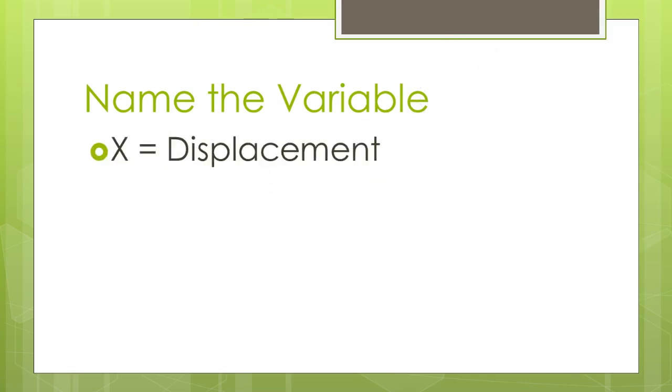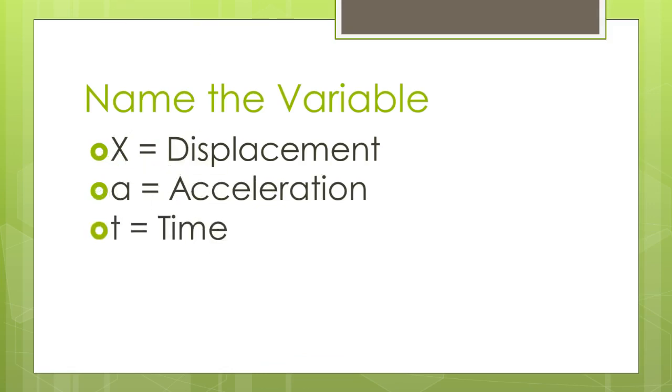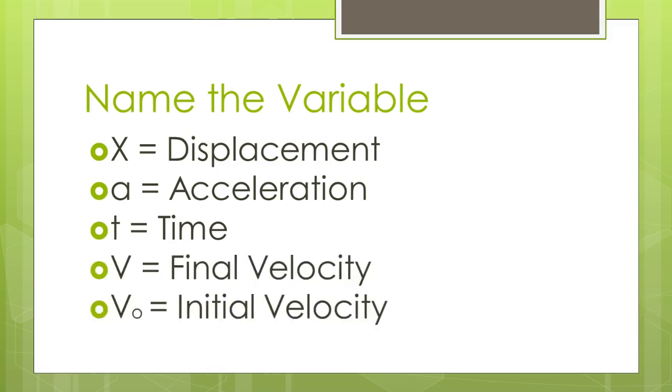X is displacement. Remember, it's the distance between the initial and final position. A is acceleration. T is time. This is in seconds, always in seconds. V and V sub 0 are very important. The final velocity is the velocity at the end of a scenario. The initial velocity is the velocity at the beginning of a scenario.